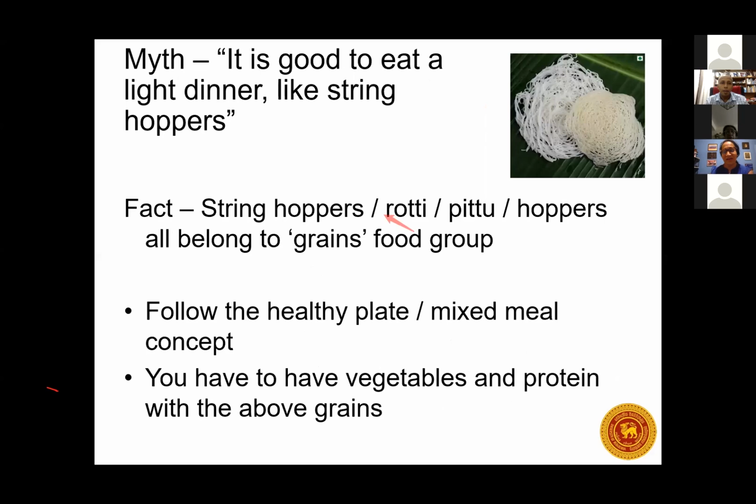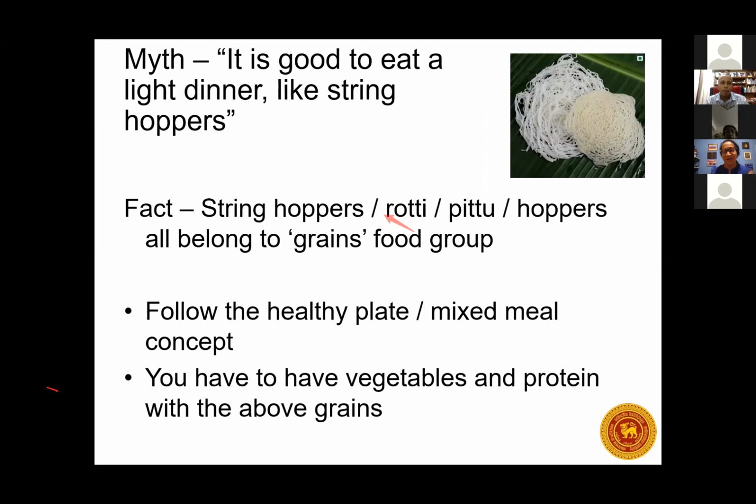Another myth, it's good to eat a light dinner like string hoppers. Some people say, I don't eat rice for dinner, I just have a light dinner. What is this light dinner? It's string hoppers. But when you ask how many string hoppers you eat, 10, 15 or sometimes 20. Well, again, it's again a grain. You have to follow the healthy plate, mixed meal concept, have the vegetables and the protein with a limited amount of string hoppers.